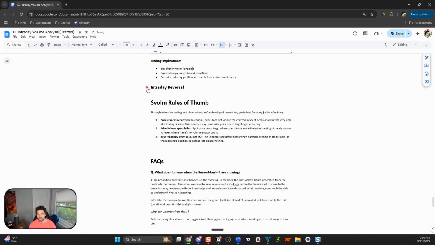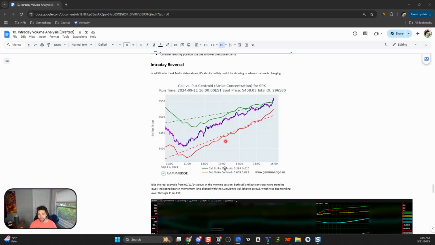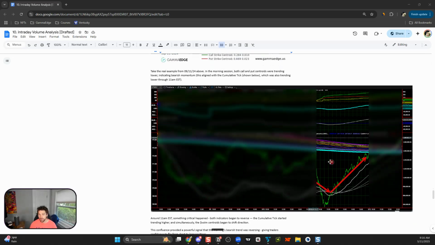And then lastly, talking about intraday reversals. In addition to those four states we just hit on, this can be incredibly useful for finding intraday reversals. Taking this specific example, we can see that in the morning there was decisive movement lower, but around 11 to noon, all of this started to trend higher, which also aligned with the cumulative tick filtered market trend model from this day.